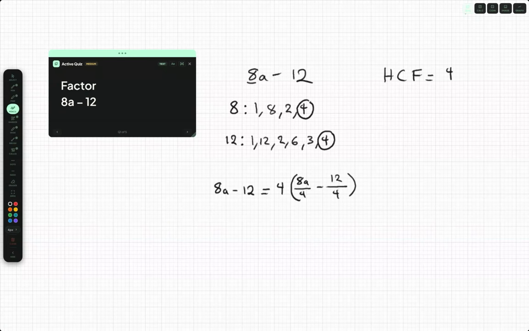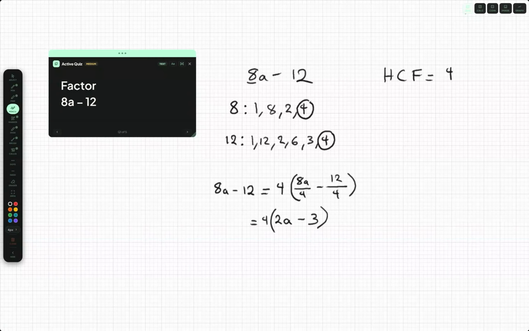Okay? What does this mean? So 8a divided by 4. Well, what's 8 groups of a divided by 4 groups of a, right, is going to give 2 groups of a. It's going to give 2 groups of a. So this will be 4 times 2a, and then minus 12 divided by 4 is just 3.